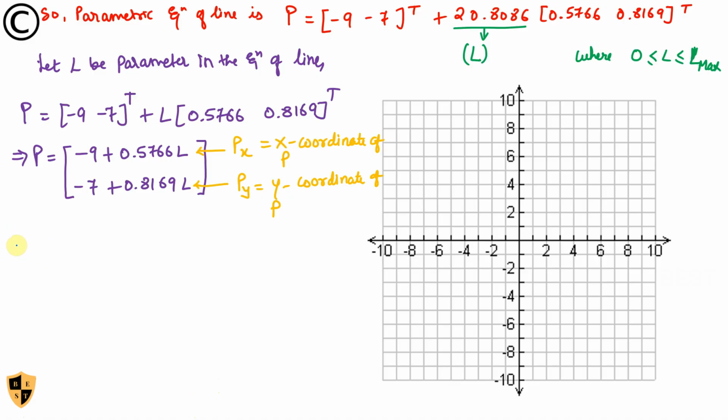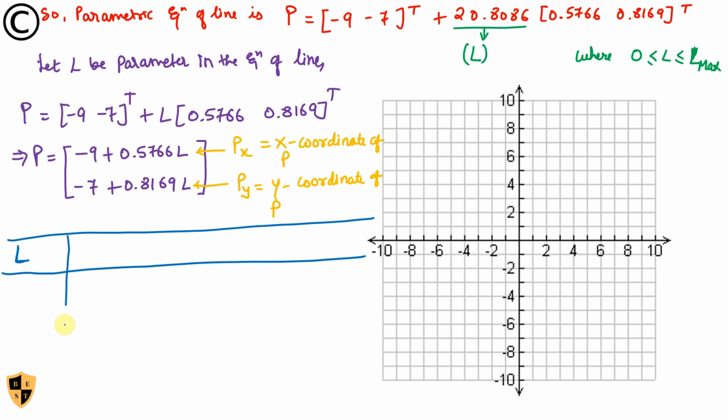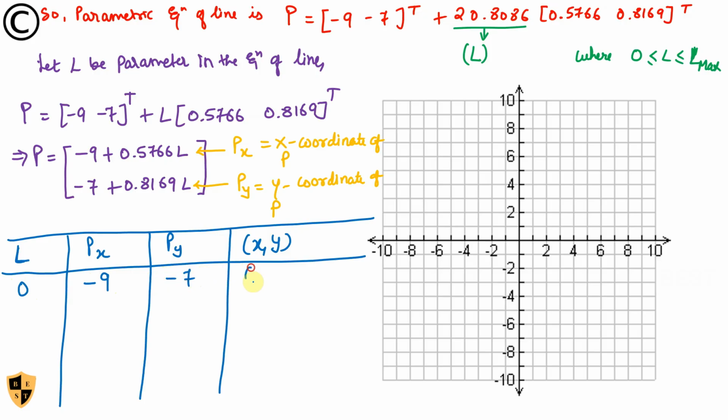So let's create that table again, where we have different values of L, a parameter L over here, and as we are varying this parameter L, we are finding the value of px, we are finding the value of py, and we are finding the x and y coordinate. So first I will take L equal to 0. If I put L equal to 0, px will be minus 9, this is minus 7. So first point will be minus 9 comma minus 7. I have to vary this L till 20.8086, and in between I can take different points.